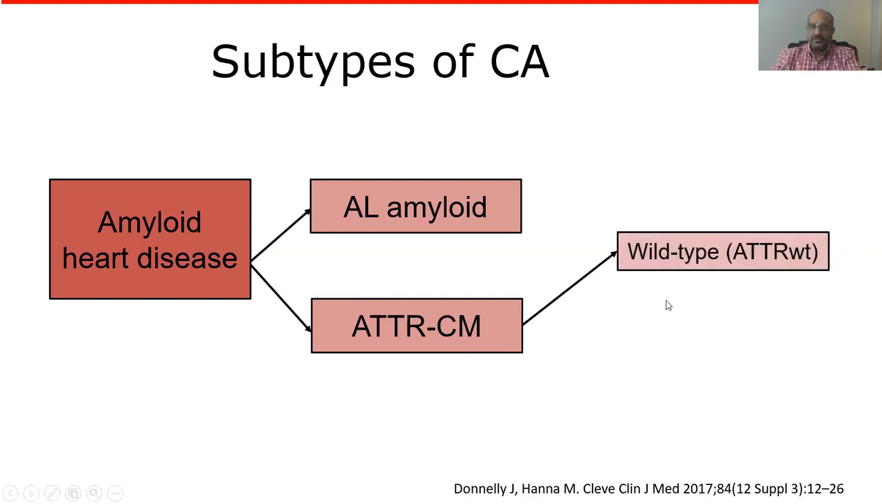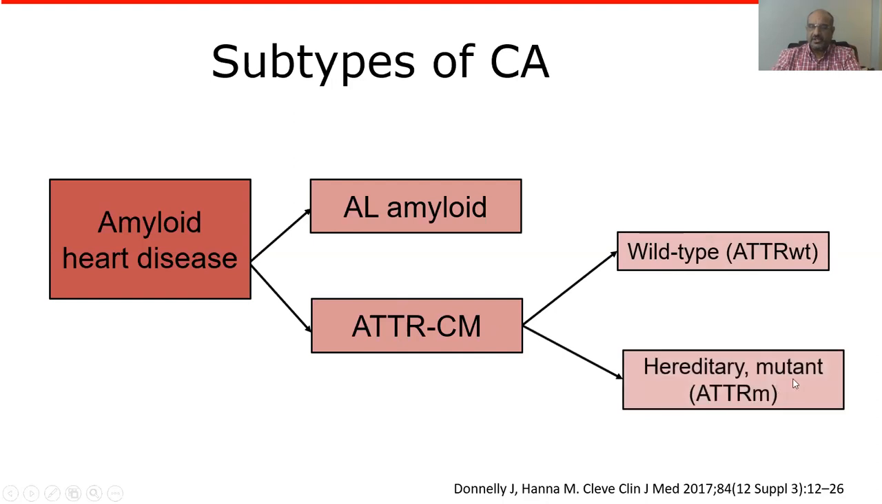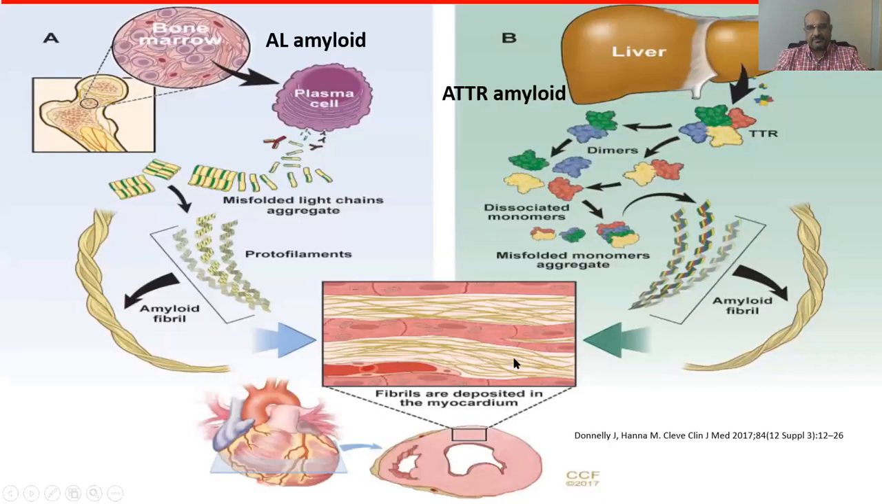There are two types of it, which are wild type, ATTR wild type, which does not run in families, and the hereditary or the mutant type, which is ATTRM, which runs in families. So these are the two types of the Transthyretin cardiomyopathy.